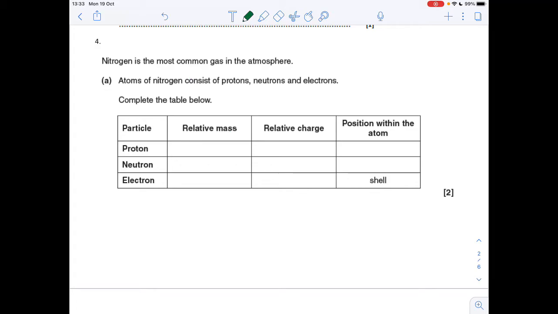So number 4, nice and straightforward, relative mass, relative charge and position within the atom of the fundamental particles. So protons and neutrons both have a relative mass of 1, electron I always just give the 1 over 2000 fraction. Relative charge, we need the sign and the number, so plus 1 for the proton, 0 for the neutron and negative 1 for the electron, and these are both in the nucleus.